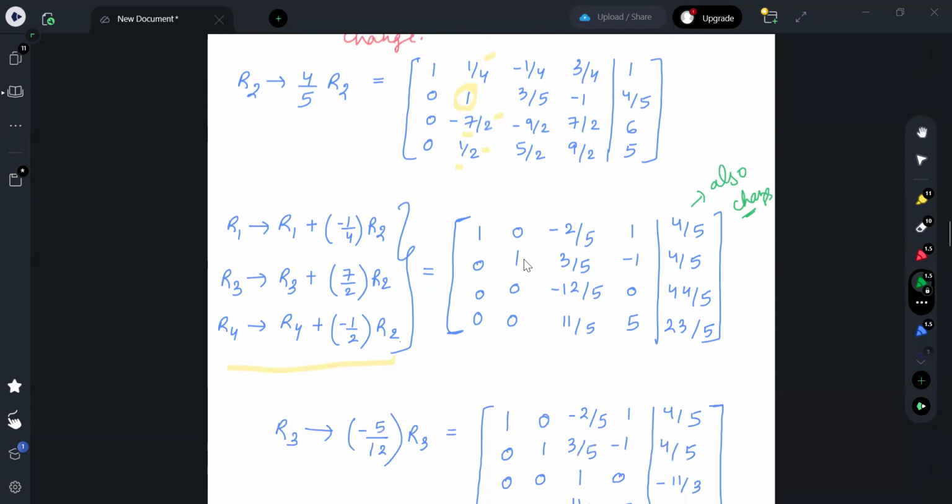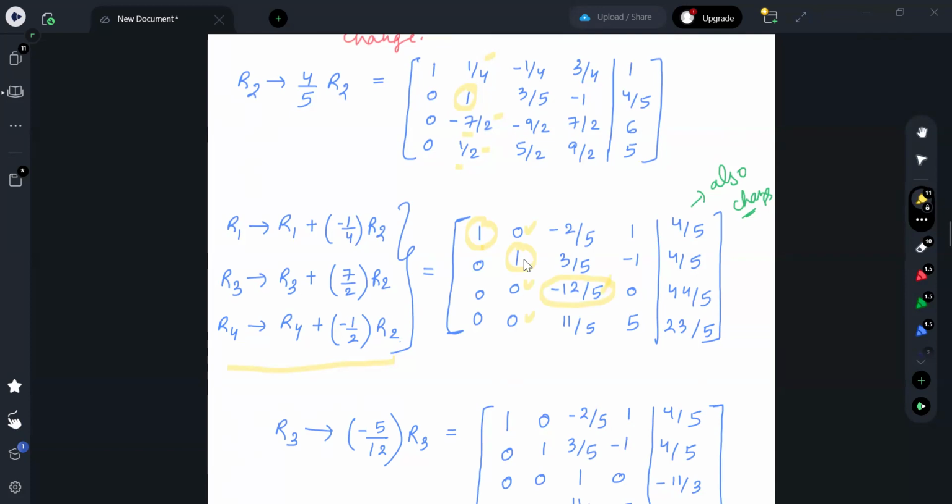Now, I have a 1 in the upper left corner, zeros below it. So I'm good there. I have a 1 in the second row, second column, zeros below and above. So I'm good there. Now I need to move on to the third pivot entry, which is row 3, column 3. We keep on going until there are no more rows left. So I have a third pivot entry here. I need to make this a 1 and everything below and above it 0.